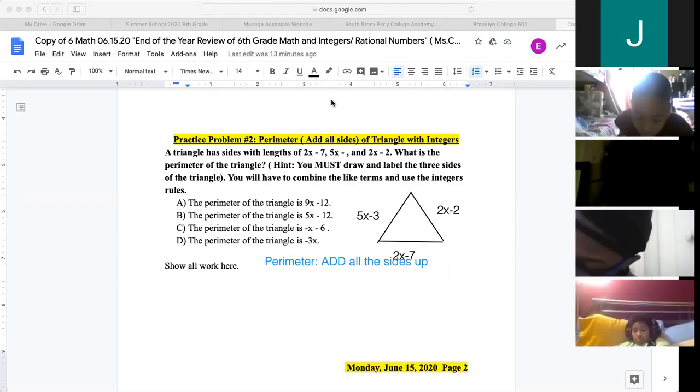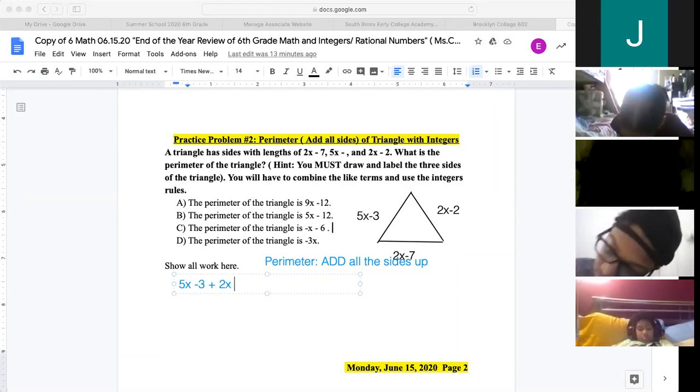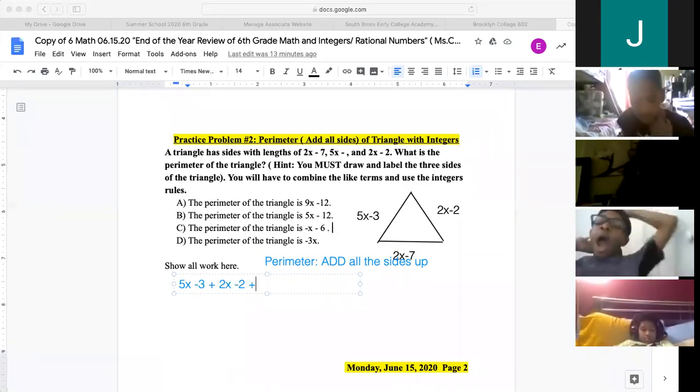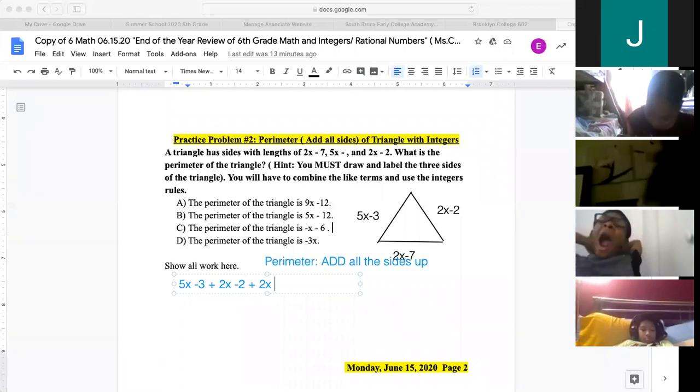So now what we're physically going to do is first create how we're going to add this up. When we look at it, we have 5x minus 3 on one side plus, because perimeter means add, 2x minus 2, perimeter again means add, and then we're going to add 2x minus 7 to get equal to an answer.